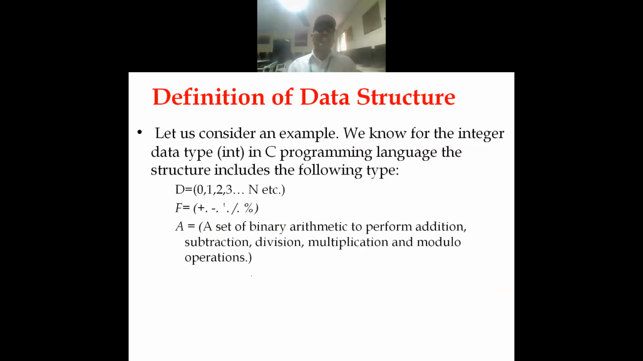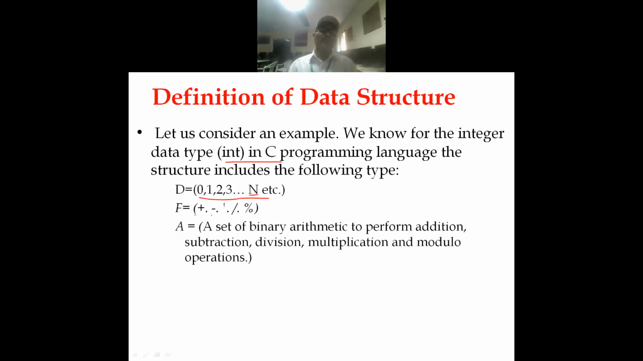So let us consider an example of a data structure. We know the data type int in the C programming language. The data structure includes the following. D is the domain. What is the domain of int? That is the possible values that the data type can take, that is 0, 1, 2, 3, etc., up to n. So this is what we call the domain.